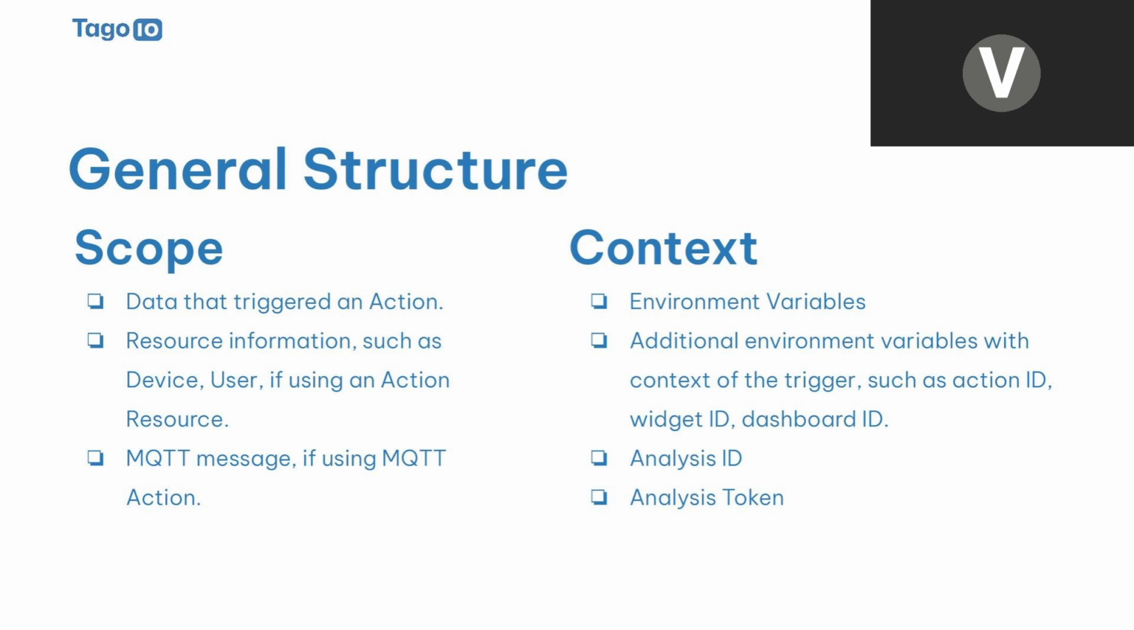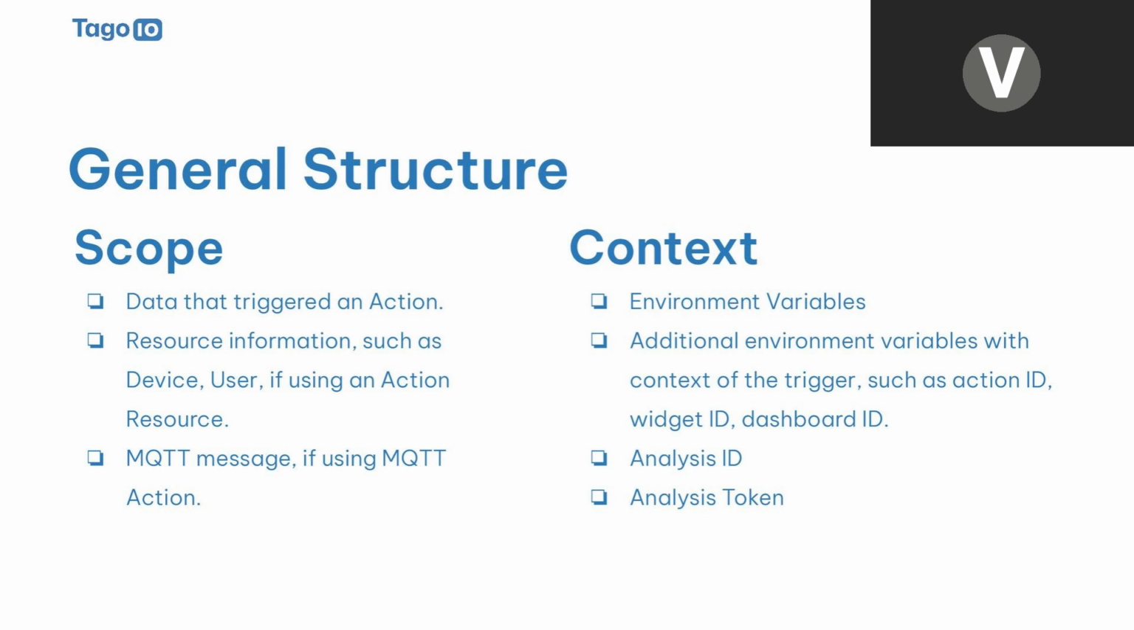And the same goes for users and devices. So for example, an action that triggers when a user is created or updated. Under the scope, we will get information like the username, user ID, user email, etc.